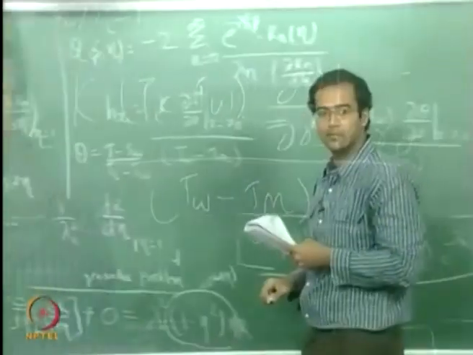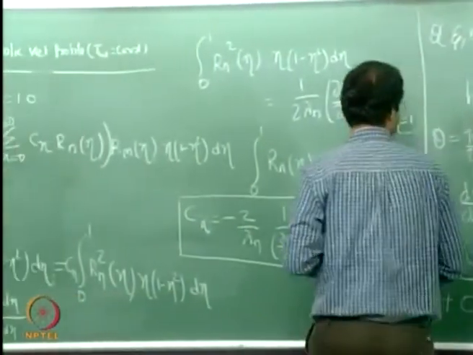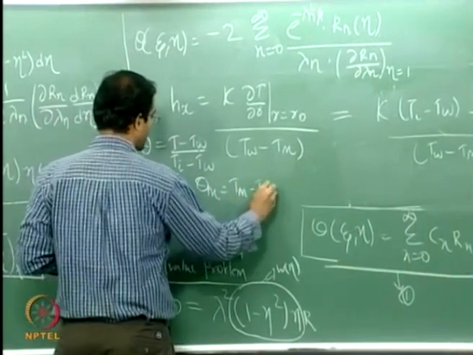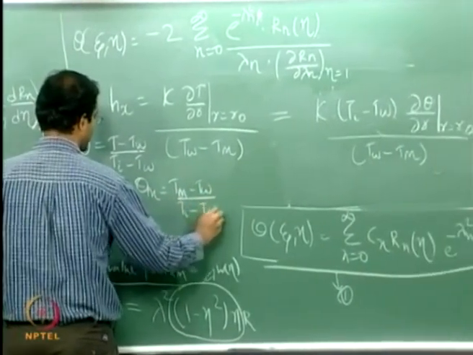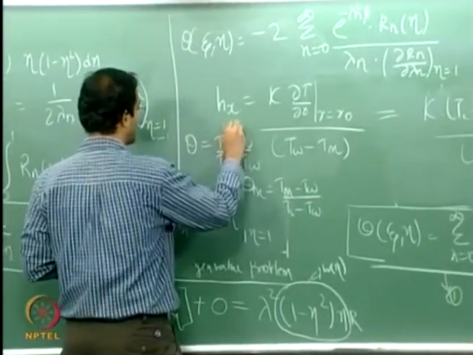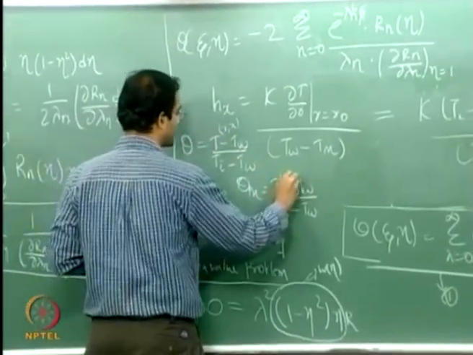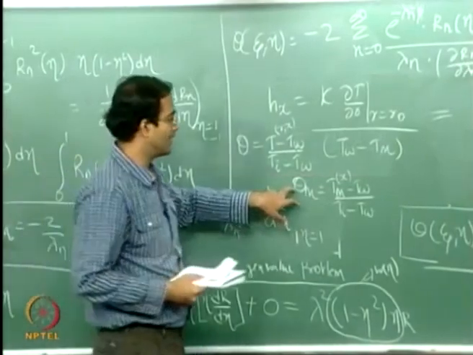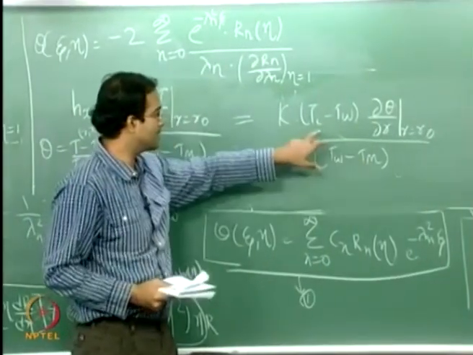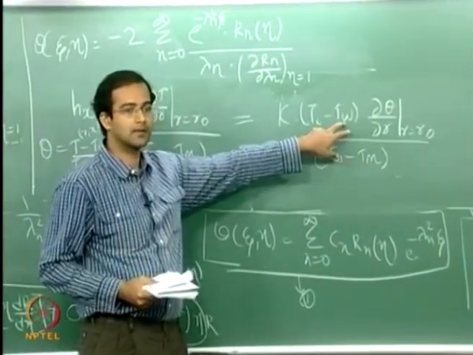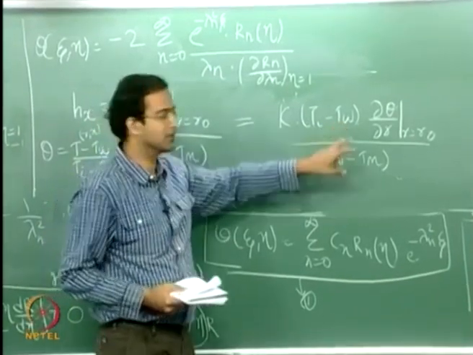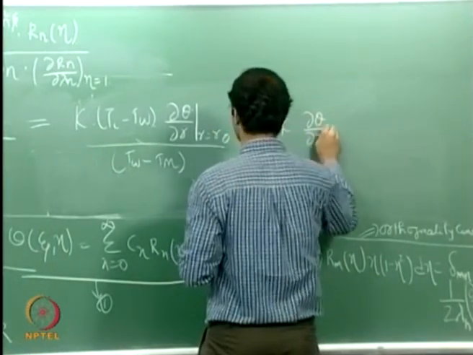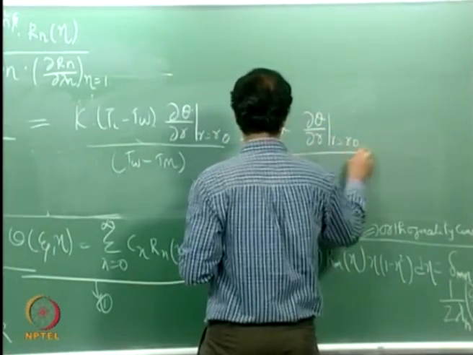Now I can define a non-dimensional mean temperature, theta m, as Tm minus T wall by Ti minus T wall. Here T is a function of both r and x, while T mean will be a function of only x. You see that T wall minus Tm by Ti minus T wall is nothing but minus theta m. So I can write this as minus k d theta by dr at r equal to r naught by theta m.